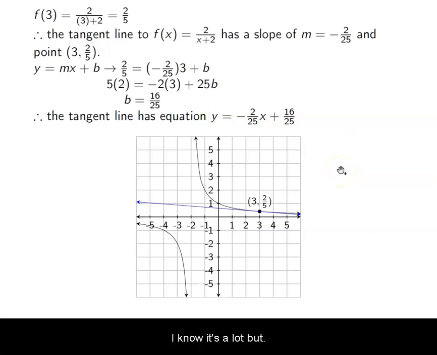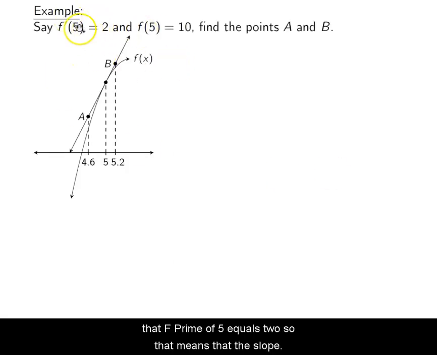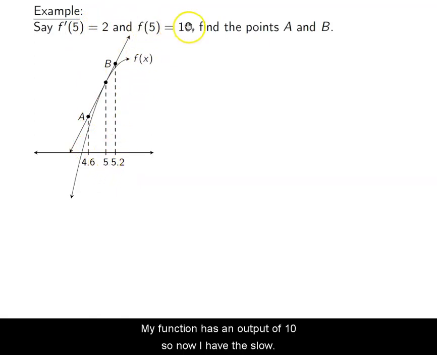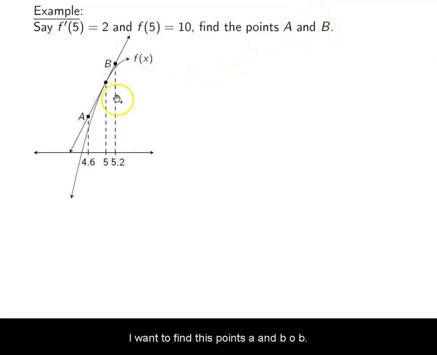I know it's a lot, but watch this video once or twice and it'll make more sense a couple of times, right? So let's do one more example. Let's say that f prime of 5 equals 2. So that means that the slope at 5 of my curve f of x here is a rate of change of 2. And at the point 5, my function has an output of 10. So now I have the slope and a point. I want to find these points a and b. So b is an x value of 5.2 and a is an x value of 4.6.